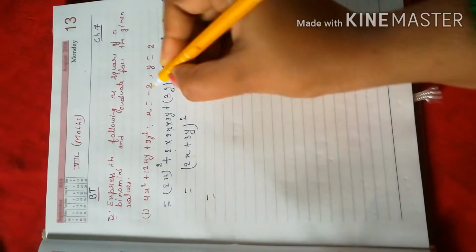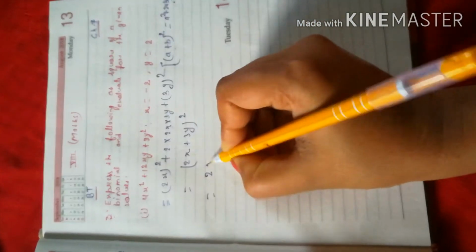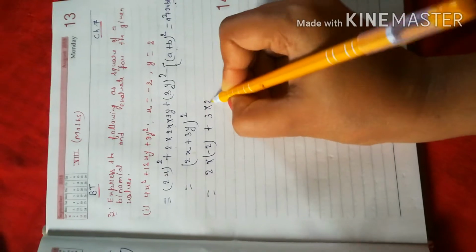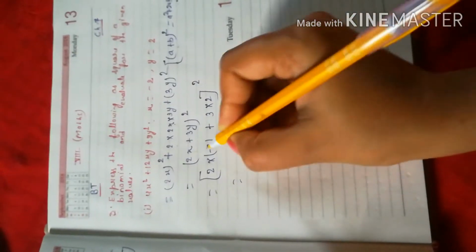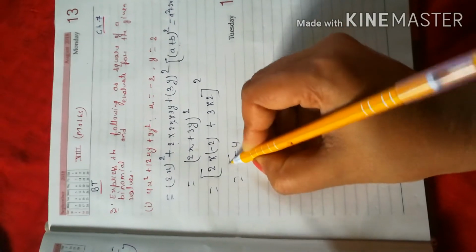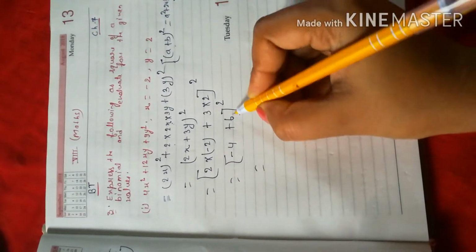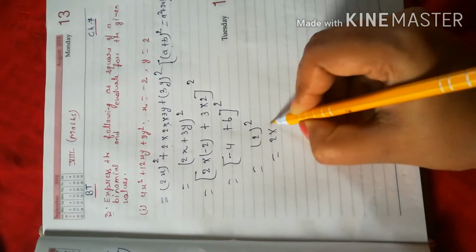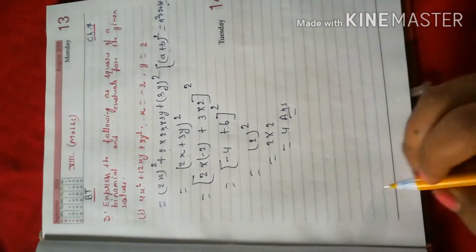Now we will put the values, whatever values are given here. We can write 2 into minus 2 plus 3 into 2, whole square. We can write 2 into minus 2 is minus 4, plus 3 into 2 is 6. Now 6 minus 4 equals 2, whole square. 2 into 2 equals 4. It is our required answer.